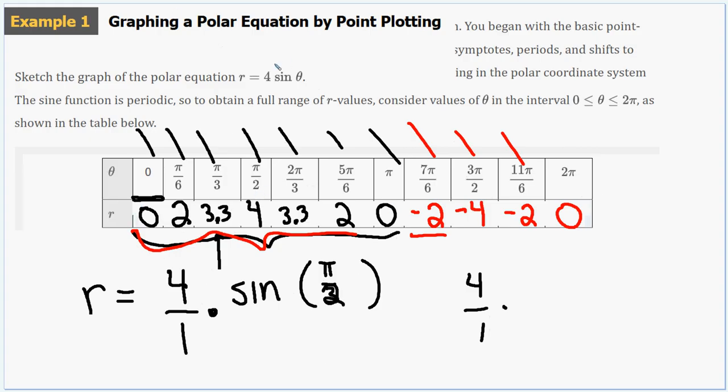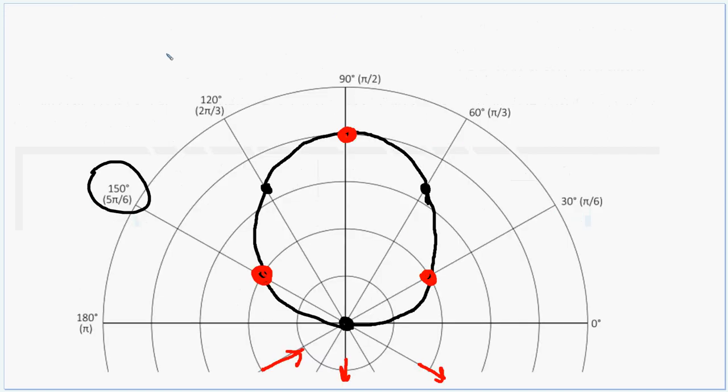And again, this graph, 4 sine theta, is a circle that goes through the origin, and it has a diameter of 4. 1, 2, 3, 4. So the center of this circle would be at this point right here in the middle, on the 90-degree axis, the pi over 2 axis, at 2 units from the origin.